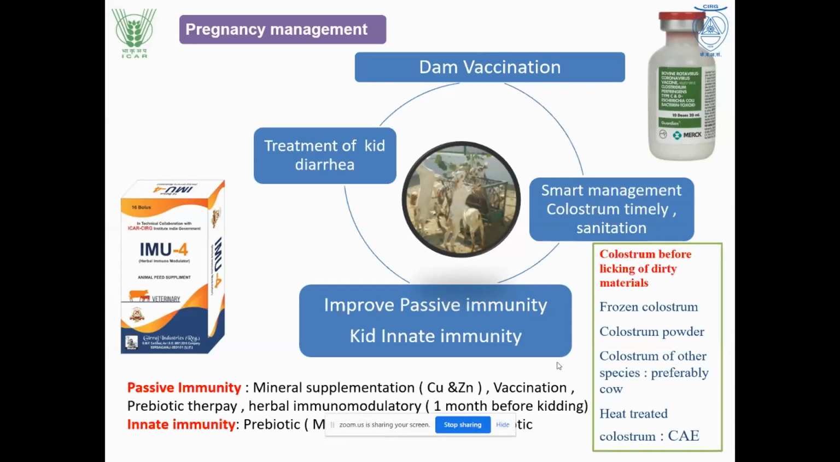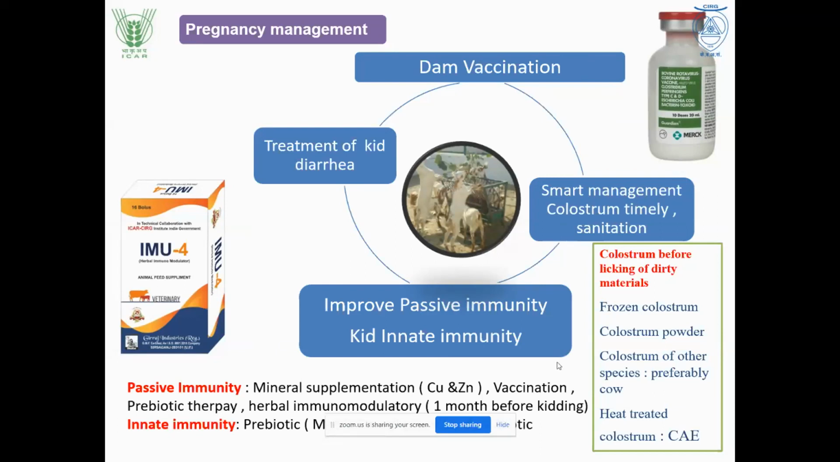Dam vaccination means the most common organisms associated with mortality in the younger ones, you require to vaccinate. So there is a need of a vaccine involving E. coli, rotavirus, Clostridium. In international markets, a vaccine is used as dam vaccination to provide protection through better colostrum quality.